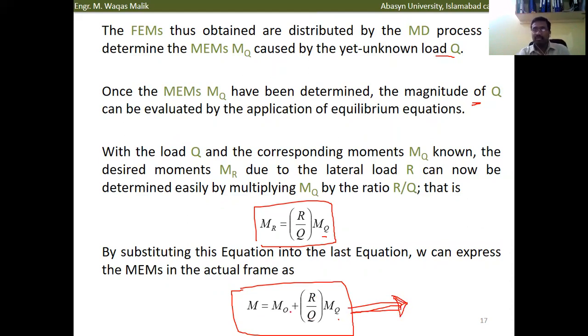Also, this equation indicates that we have to find out the value of M naught, which is the moment that is generated due to the imaginary roller support provided in the first part of the side sway frame. And secondly, we have to find out the values of R, Q, and MQ. MQ is the moment that is generated due to the applied load Q, which is applied to prevent the deflection delta dash in the frame, while R is the load which is applied to prevent the deflection delta in the structure.